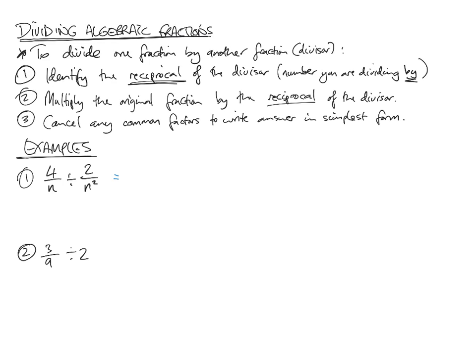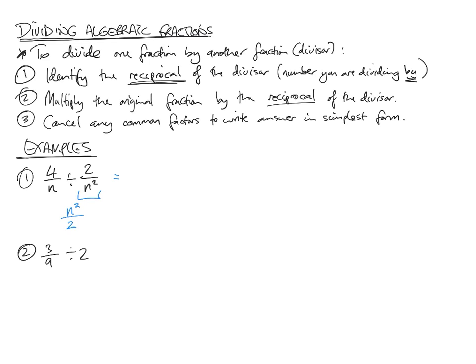So we need to decide what the reciprocal of the divisor is. The divisor is the number you're dividing by. It's the second number, so the number below the fraction line, or the number that comes after the division sign. So the reciprocal of 2 on n squared is n squared on 2. So we've decided what the reciprocal of the divisor is.